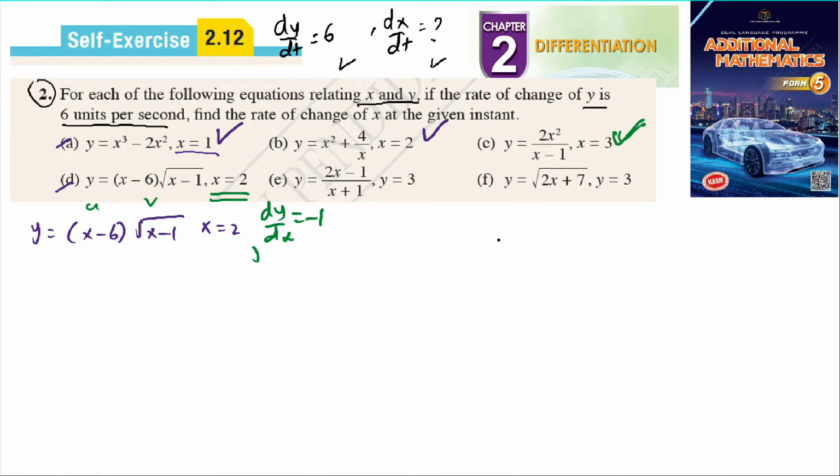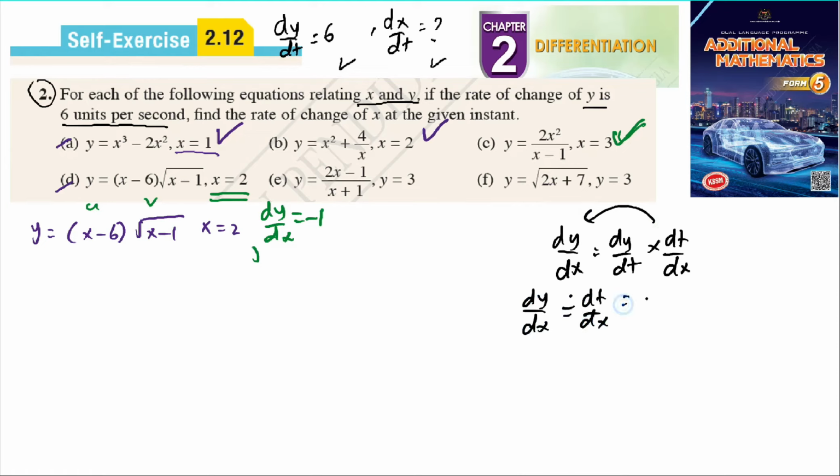So from the formula here, we know that dy over dx is equal to dy over dt times dt over dx. So we wanted to key in the formula. So dy over dx divided by dt over dx is equal to dy over dt. So dy over dt is equal to dy over dx. So multiply, divide fraction means you multiply opposite, dx over dt.